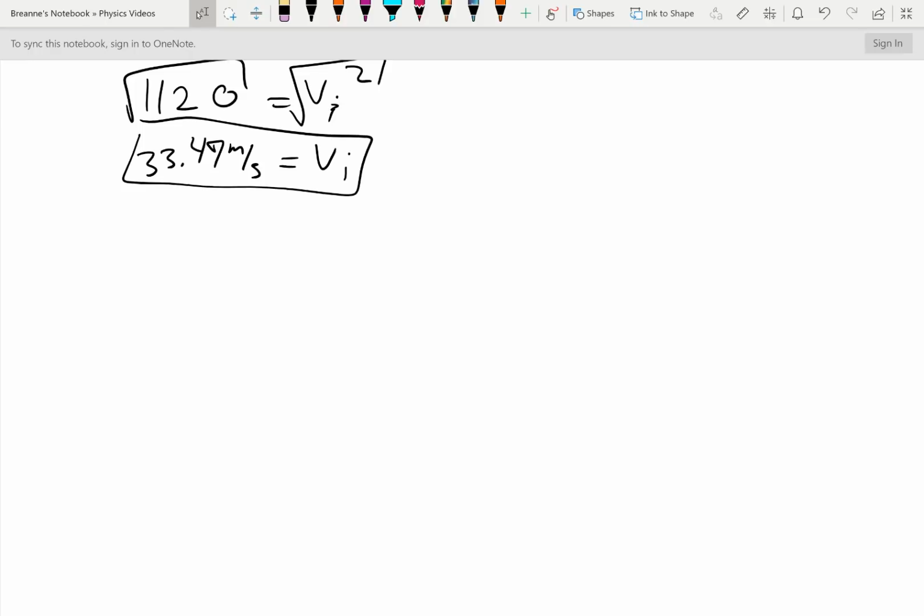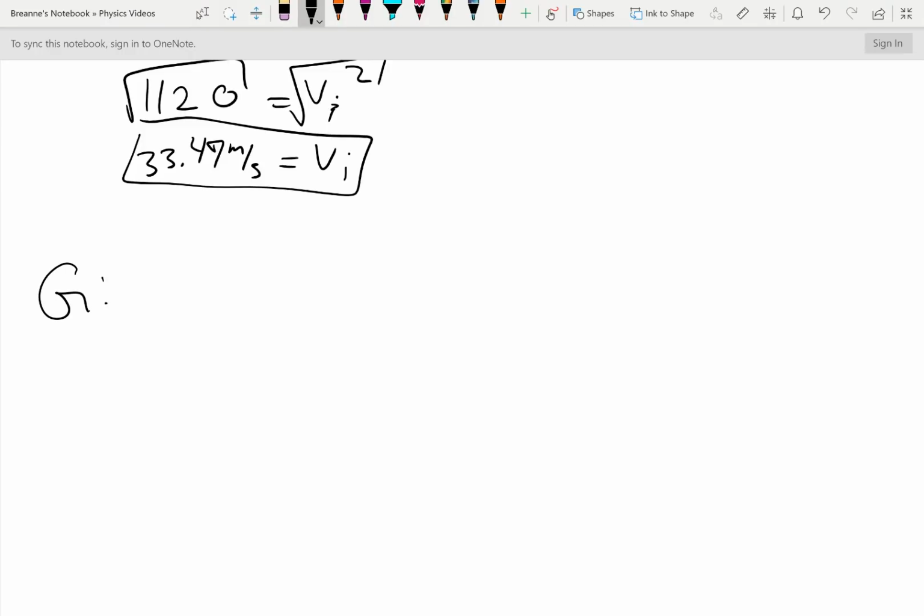So let's go to question 5. Ashley's car breaks down and she must push it to the side of the road. It starts from rest and accelerates at a constant rate of 0.25 meters per second squared. What is the velocity of the car after it travels for 3.26 minutes?